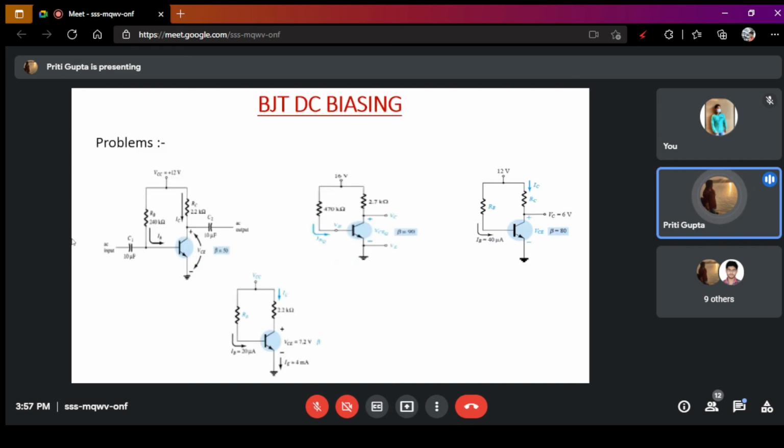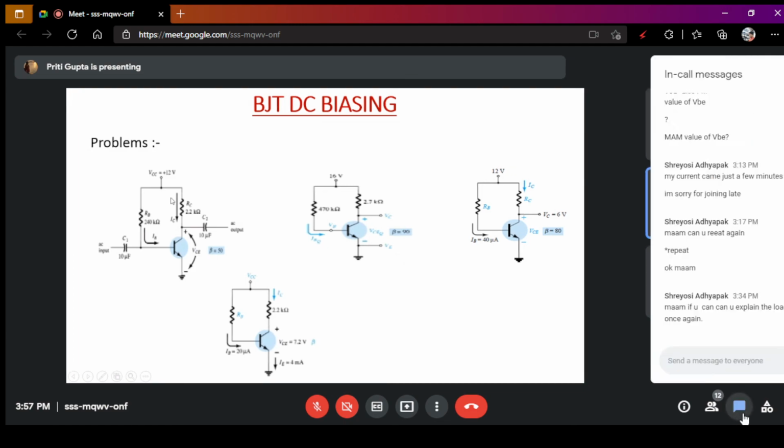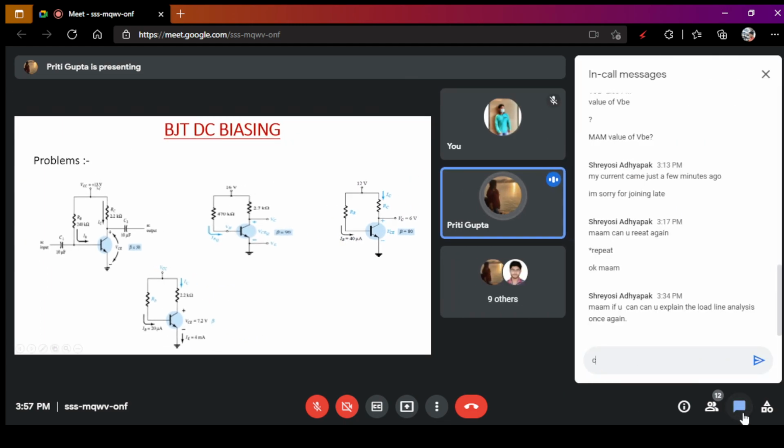Do this problem. Just a single problem. This one. Problem number 1. Draw this. Or if you don't have, do one thing. Solve this, take a screenshot. You can draw this after your class. Take a screenshot and just write down the question.